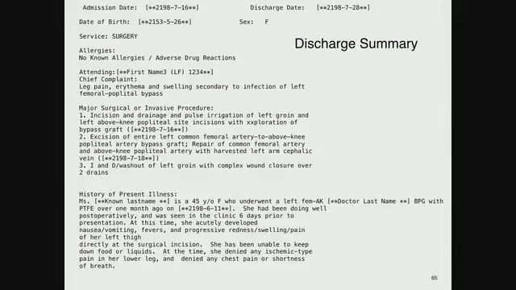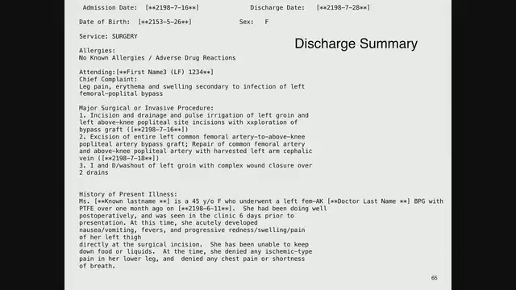Major surgical or invasive procedure: incision and drainage and pulse irrigation of the left groin and left above-knee popliteal site, incisions with exploration of the bypass graft, and excision of the entire left common femoral artery to above knee, and so on. So this is what they did.